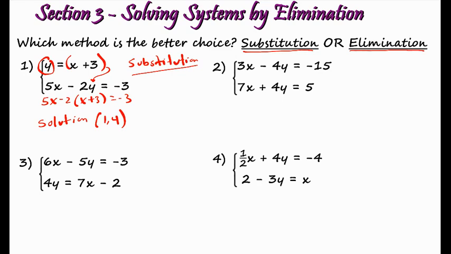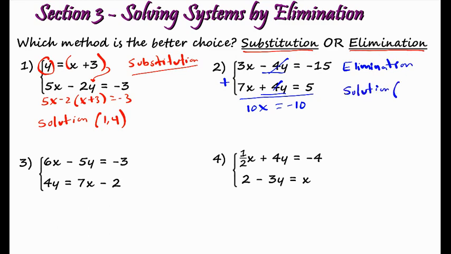In problem number 2, because we see we have a negative 4y and a positive 4y, it's ready for us to combine by addition. So if we add these two equations together, we would get 10x, the y's would cancel, equals negative 10. And I'll leave this for you to finish solving. We set this up by elimination. And the solution, so you can check your answer, is negative 1, 3.